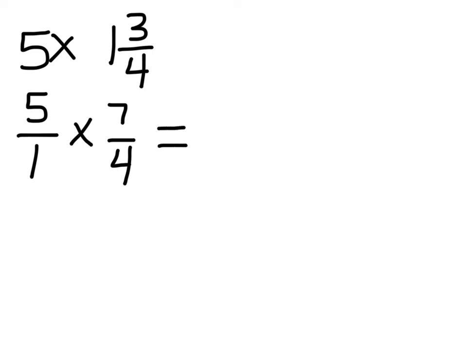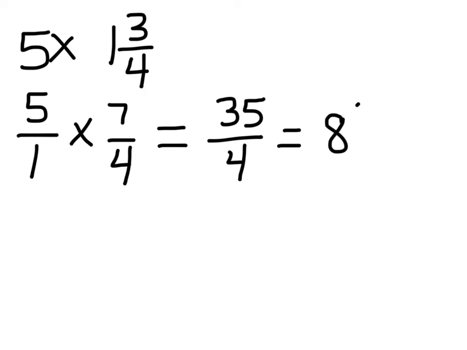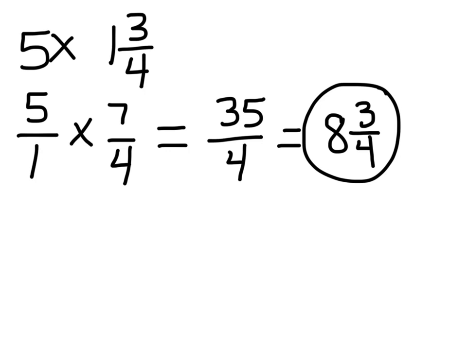Now we multiply across. 5 times 7 is 35. 1 times 4 is 4. We convert this back to a mixed number. 35 divided by 4 will give us 8, with a remainder of 3, which we place back over our denominator. So 5 times 1 3/4 is equal to 8 3/4.